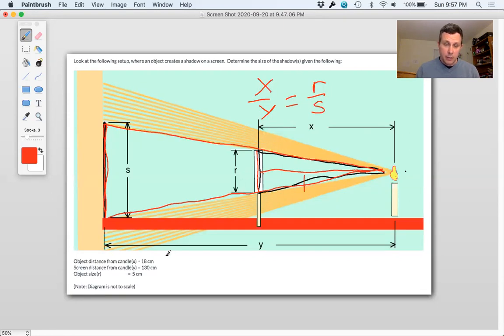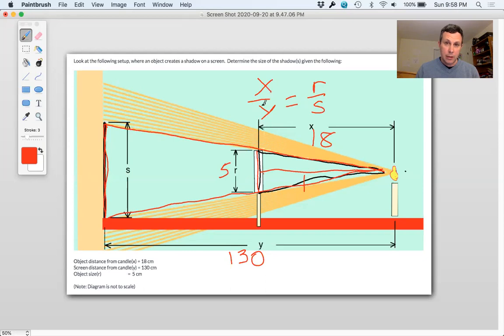So let's look at this particular problem here. We're given the distance from the candle is 18. So this is 18. And the distance from the screen is 130. So again, this is not proportional. This is a much bigger distance than this. So the idea is the farther the screen gets, the longer the time the shadow has to grow. So the object, it says, has a size of 5.